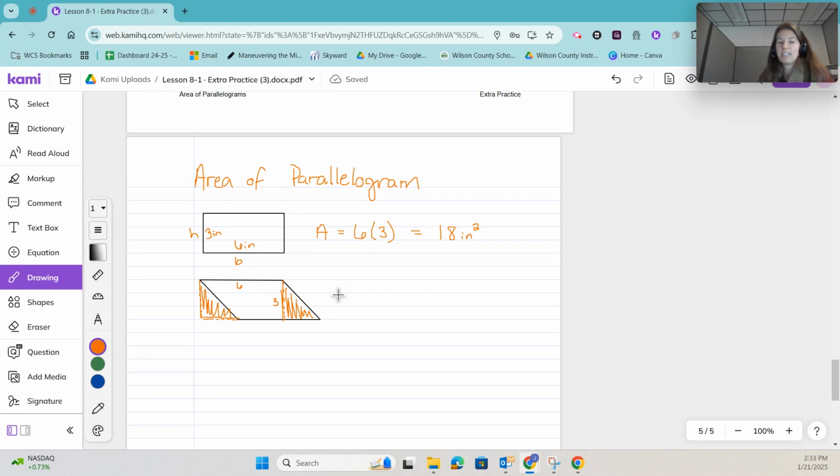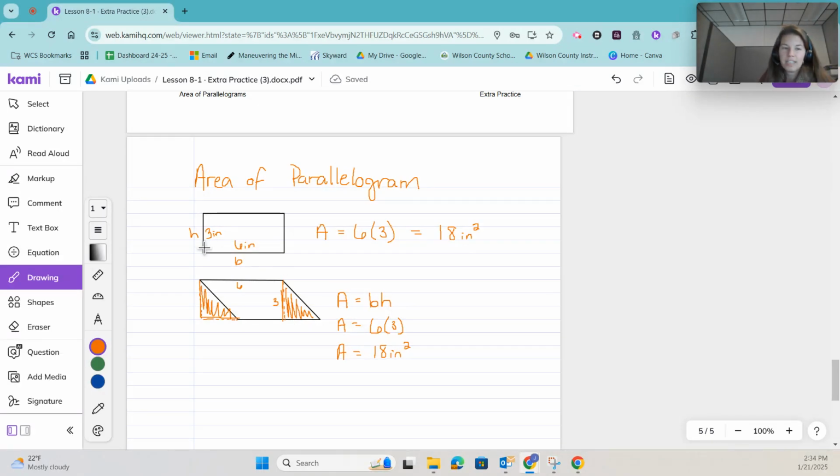So we use the same formula. Area equals base times height. The base is 6 and the height is 3, so we multiply those together, and that gives us area equals 18 inches squared. Again, it is two-dimensional, so it's squared. So this is how we find area of a parallelogram. We multiply the base and the height.